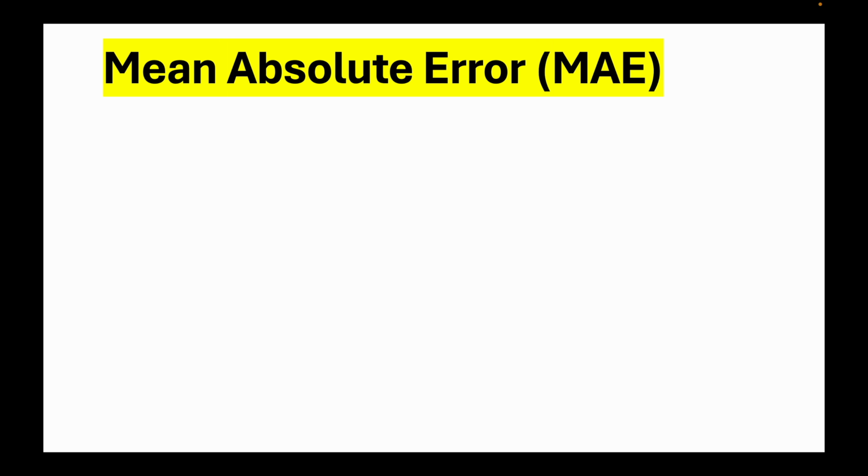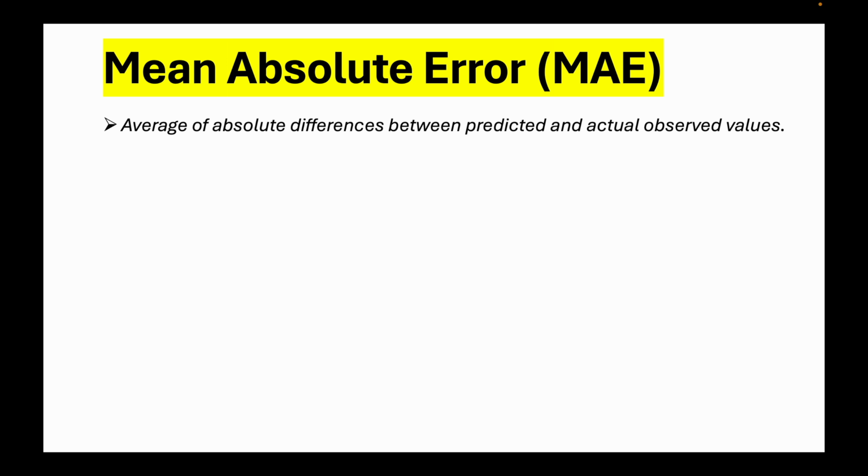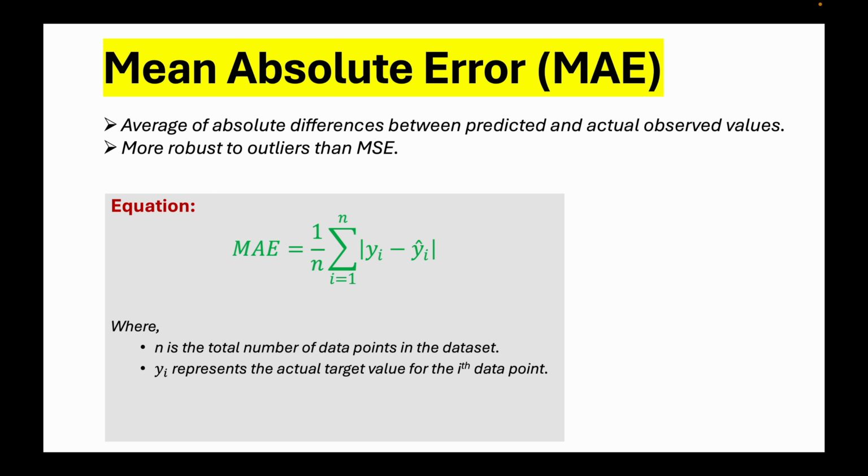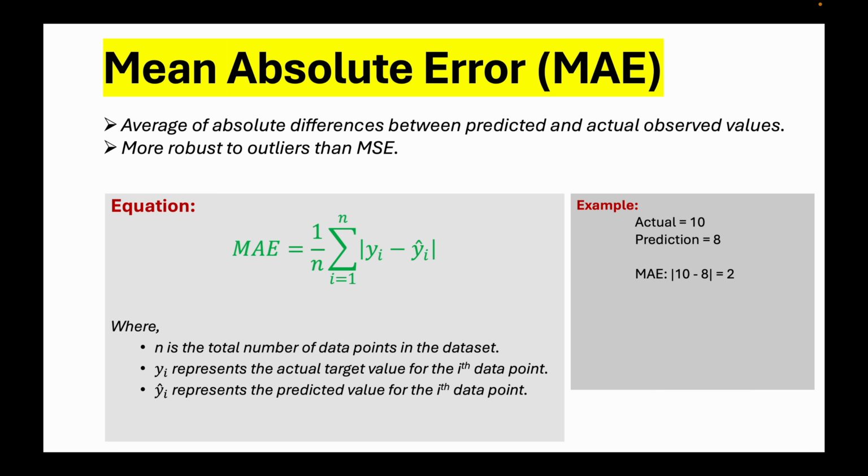Mean absolute error (MAE). MAE takes the average of the absolute difference between the predicted values and the actual observed values. It is more robust to outliers than MSE. The equation for MAE is like this, where n is the total number of data points in the dataset, yi represents the actual target value for the ith data point, and y cap i represents the predicted value for the ith data point. For example, if the actual value is 10 and our predicted value is 8, then we calculate MAE by the absolute difference, 10 minus 8, and we get the result 2.